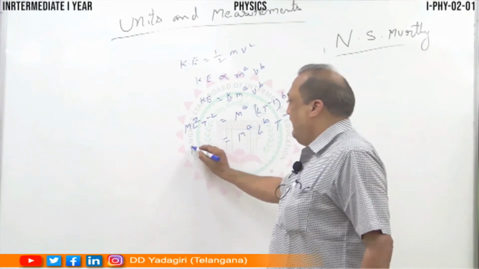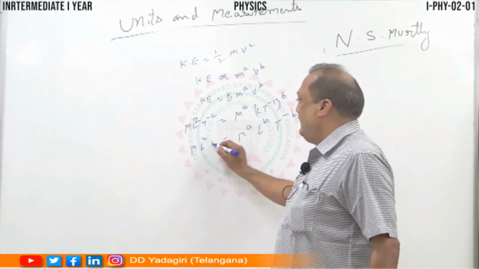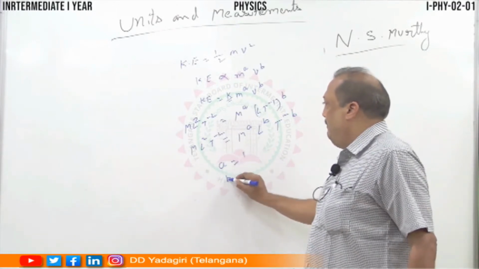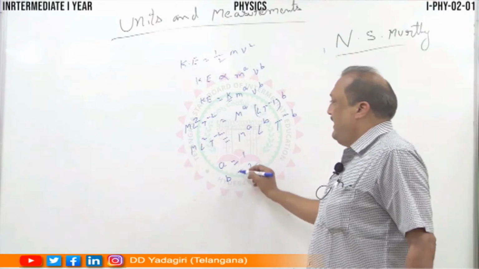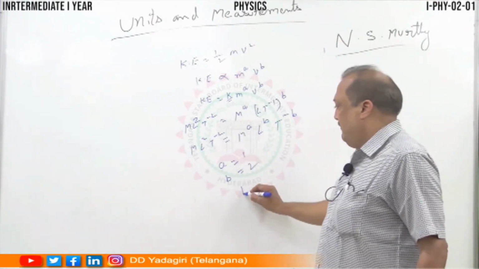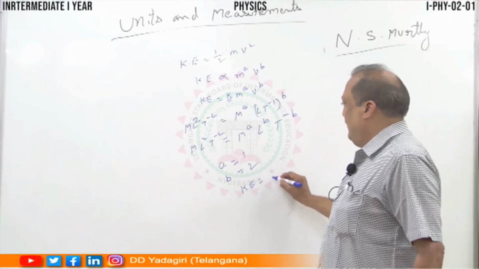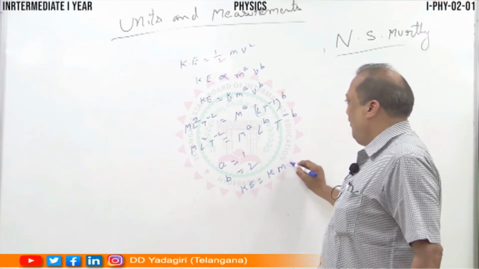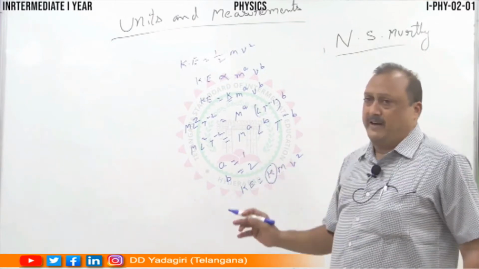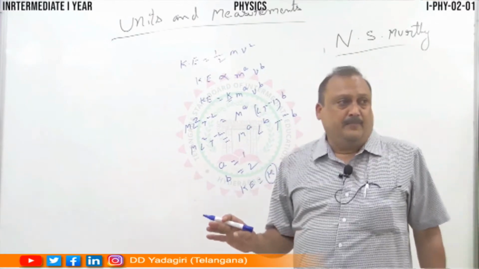We can compare the powers of mass, length and time. From this, A equal to 1, B equal to 2. Here minus 2 equal to minus B, that means B equal to 2. Therefore, kinetic energy equal to K into m to the power of 1 into v square. But we cannot calculate the value of K using this dimensional method.